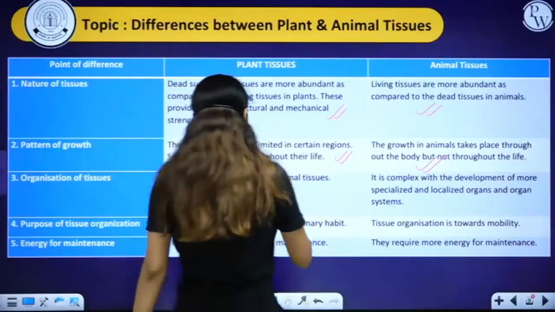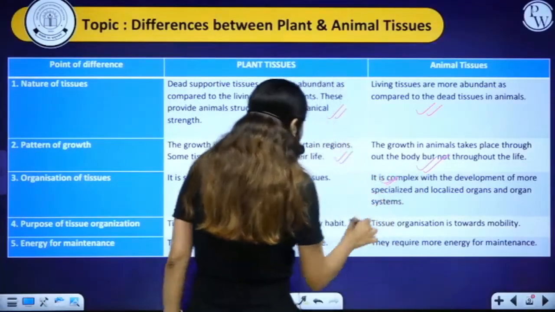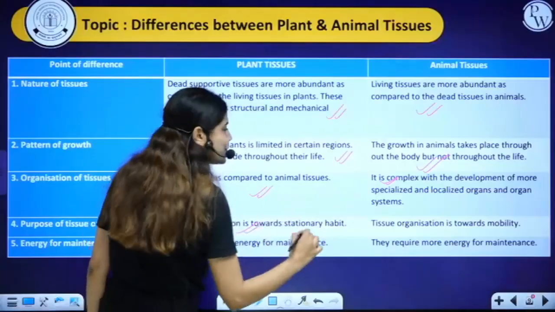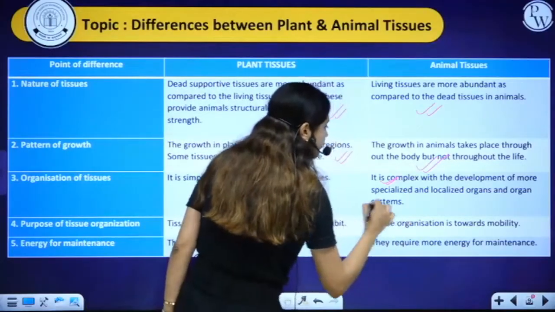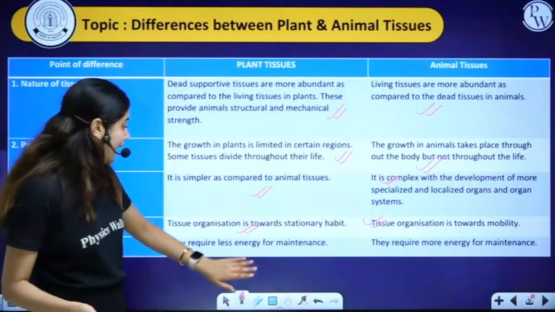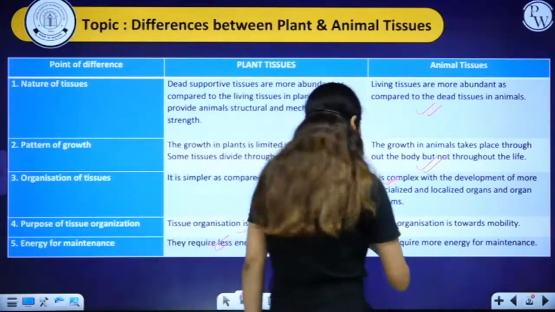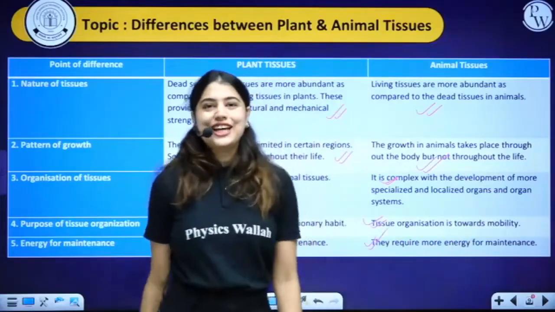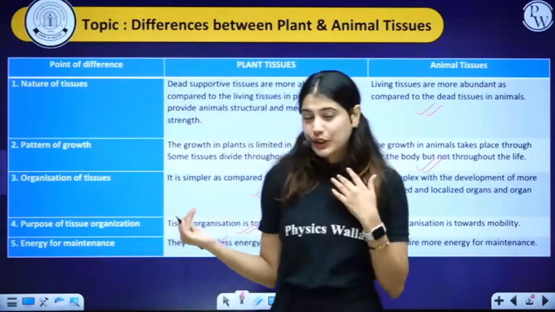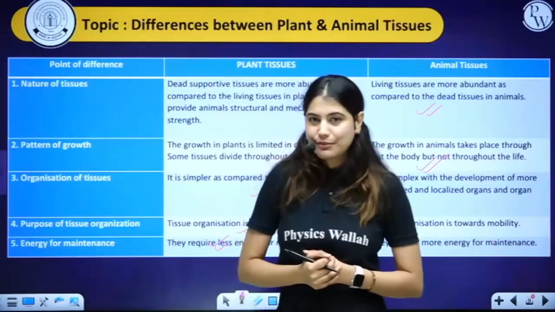Animals are more complex. They have tissues which help them to be stationary, and animals which have them to be mobile. Hence, the plants require less energy and the animals require more energy. So that was about the difference between the plant tissues and animal tissues.